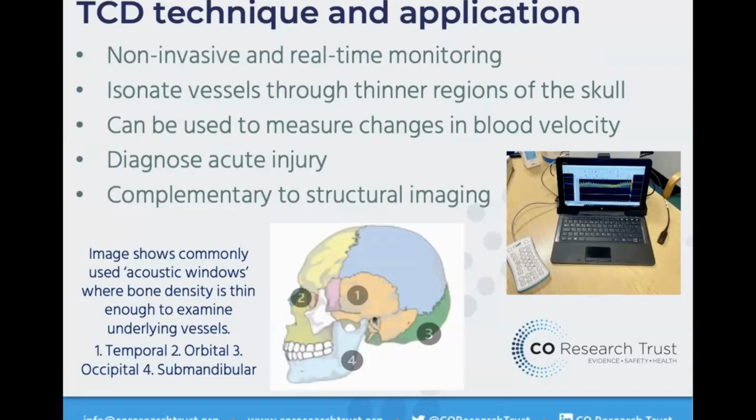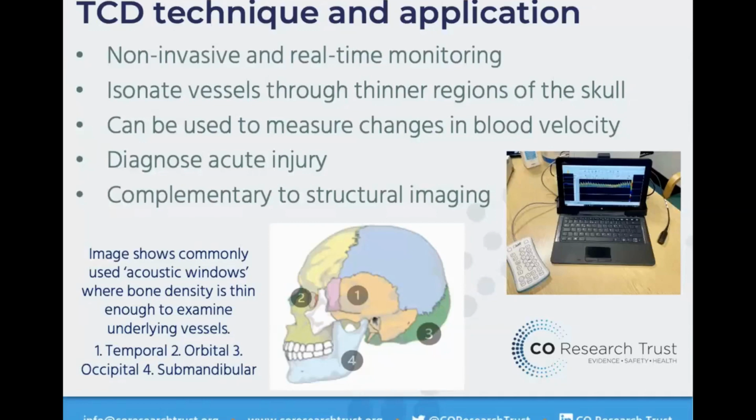Participants will again receive a very small amount of CO mixed in air to raise their exhaled CO levels by around 3 parts per million. We have designed it in this way to identify if there is a difference in baseline velocity measurements compared to post-intervention results. I have put up a picture of the TCD equipment that we are using on the screen so you can see how portable it is.